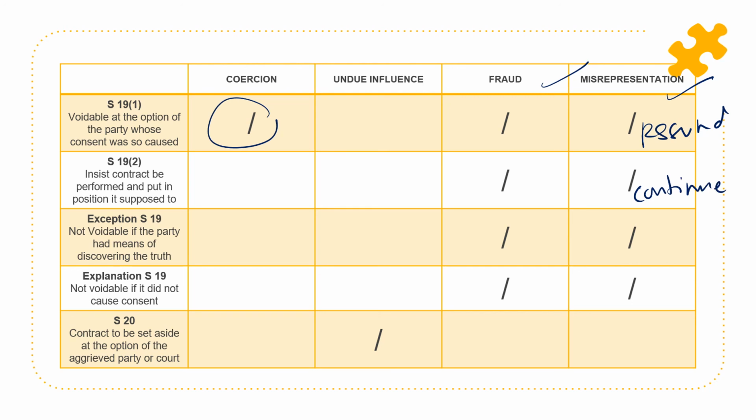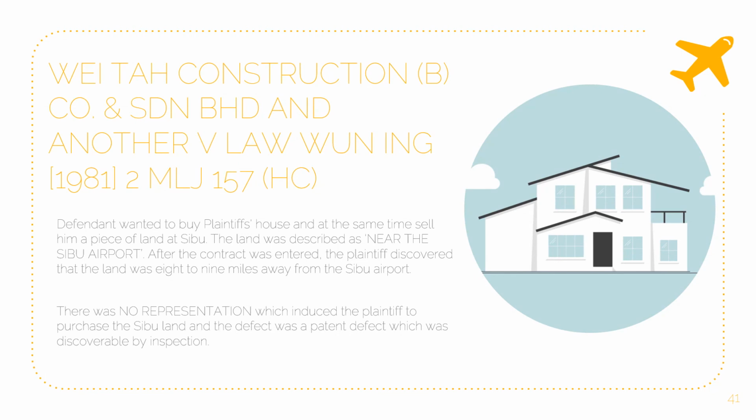If the party chooses to rescind, the contract will be deemed to have been valid up until the time it was voided. However, if the party had means of discovering the truth, the agreement is not voidable. A contract entered by undue influence can be set aside at the option of the aggrieved party, according to Section 20. Please refer to the case Wei Tah Construction and another versus Lau Woon Inc. to learn more on the exception of Section 19.